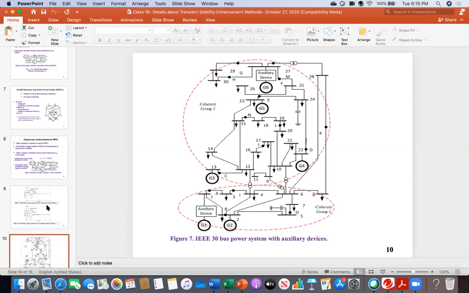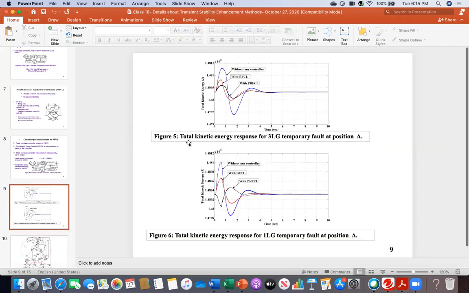And then the analysis has been made, and here I'm showing you total kinetic energy response for a 3-phase to ground temporary fault at position A for the system. We are plotting total kinetic energy versus time up to 10 seconds, and you can see in this curve, the fault happened, consequently there is a high jump of kinetic energy. This is the steady state value, and then there is oscillation and it is going on. So without any controller, meaning that for this case, there is no BFCL or parallel resonance or any technology.